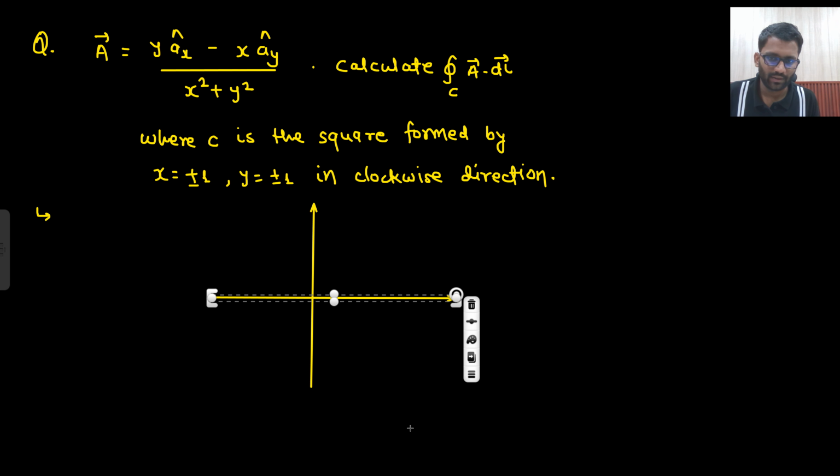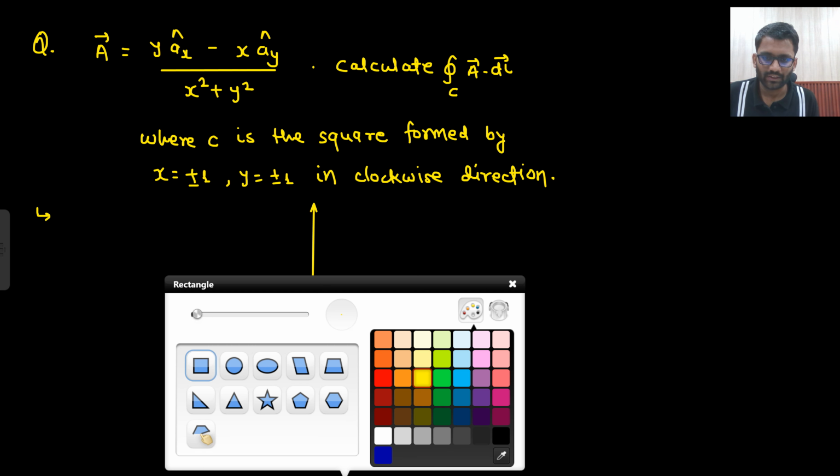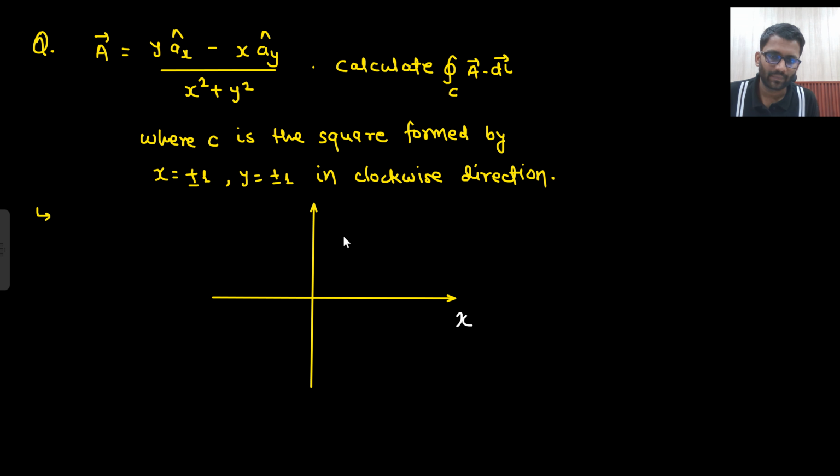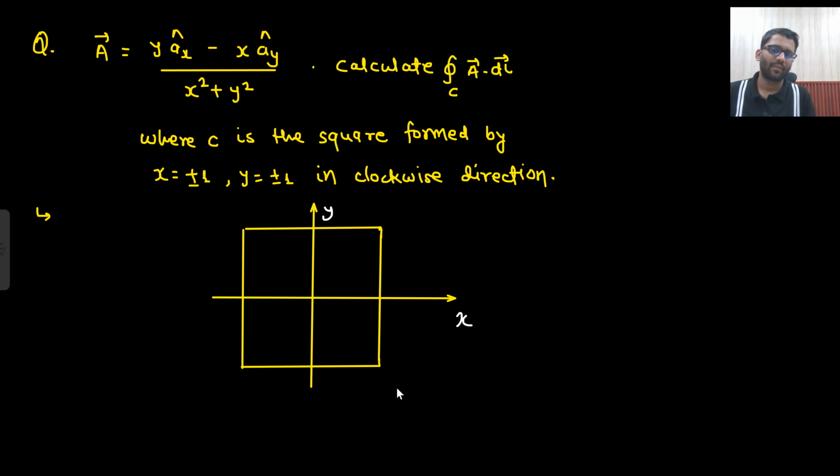x equals 1 and x equals plus minus 1. Basically the scene is, this is your x, this is your y. So what will be x equals 1? This will be your x equals 1. What will be x equals minus 1? This will be your x equals minus 1. What will be y equals 1? This will be y equals 1. What will be y equals minus 1? This will be y equals minus 1. Right? Okay. And in a clockwise direction.